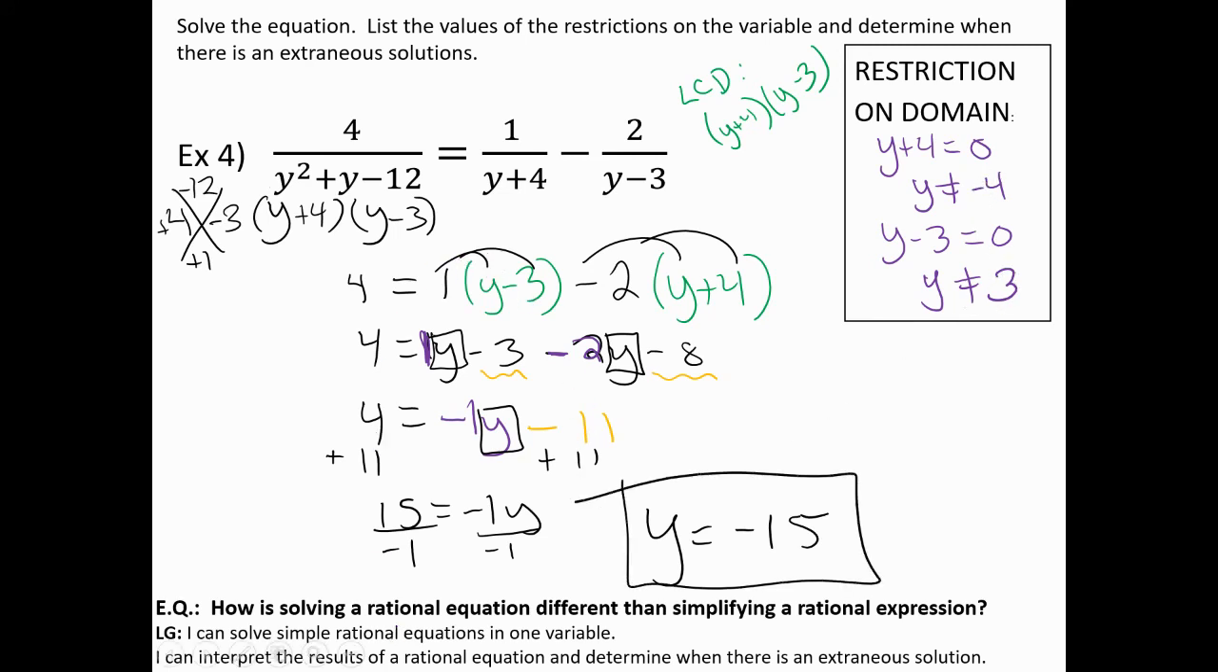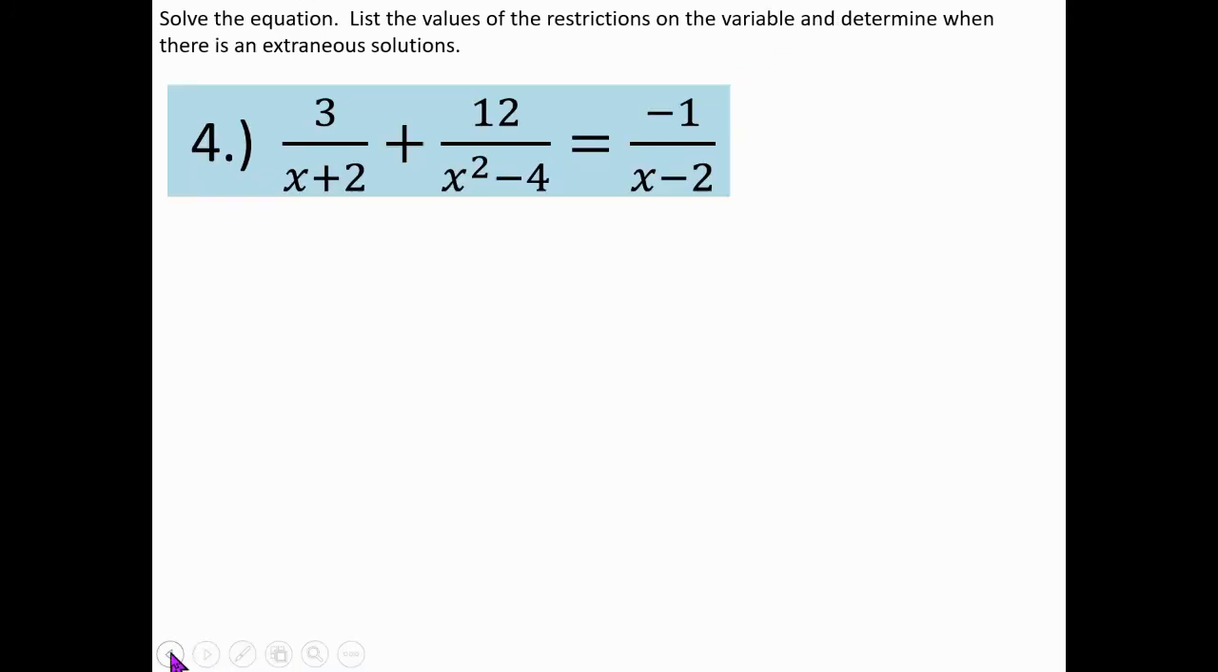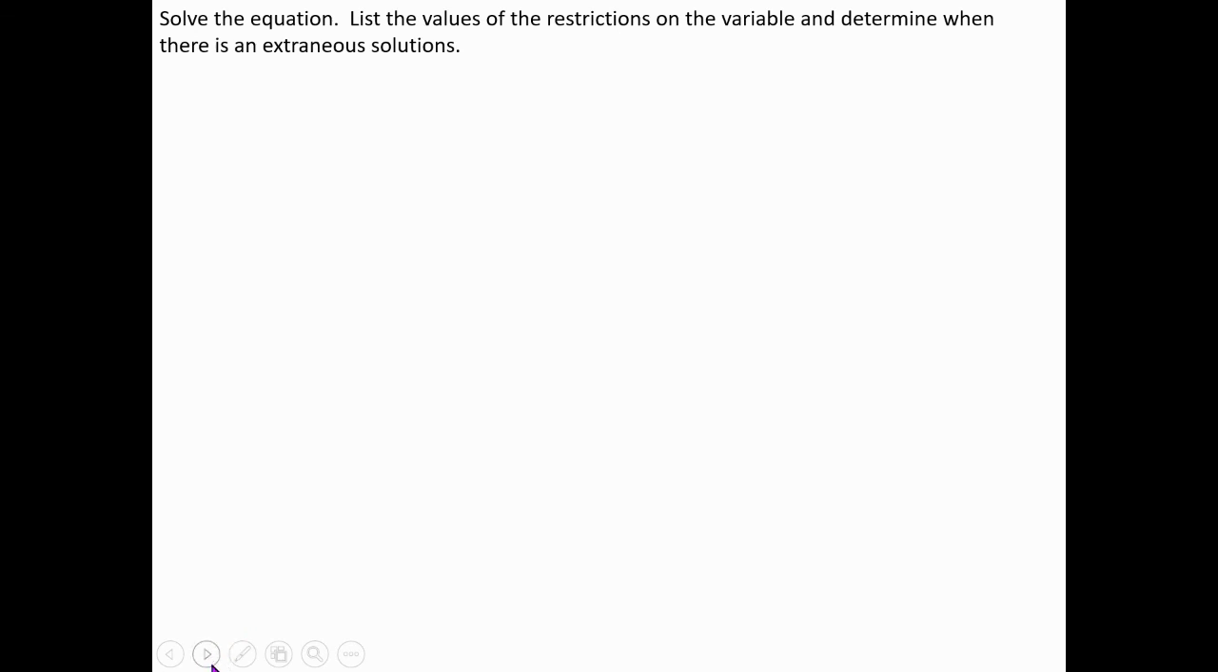Right. So hopefully that helps. What I recommend you doing now is to do your practice problems. So there's 2 of them, number 4 and number 5.